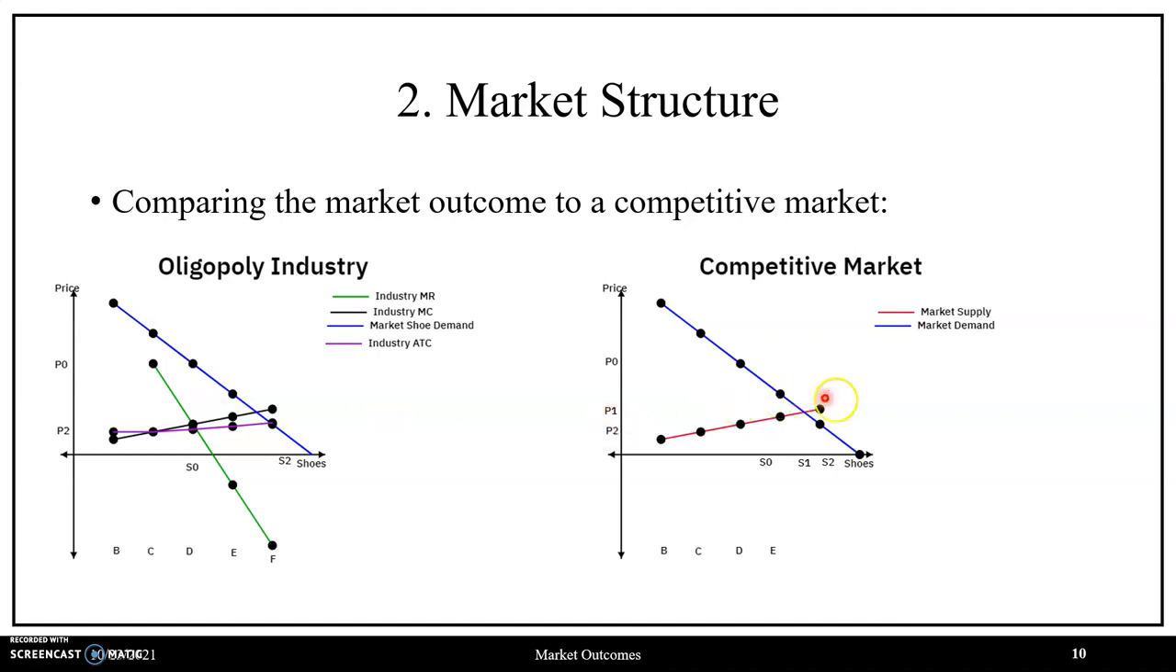And in terms of economic profits now, since this is a long-run equilibrium, price is equal to marginal revenue is equal to marginal cost is equal to minimum average total cost. We have zero economic profits.